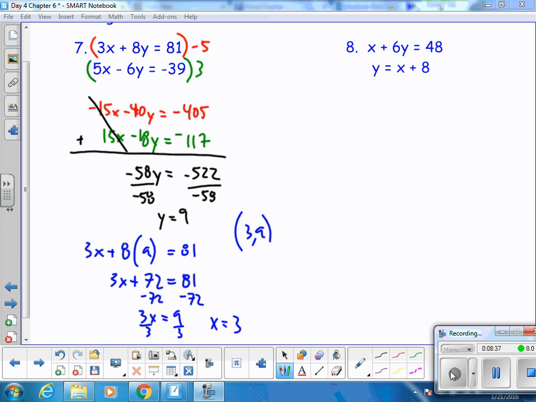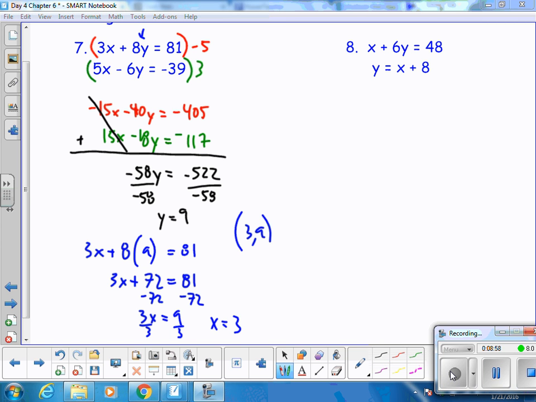All right, I chose to multiply my first equation by negative 5 and my bottom equation by 3, trying to get my x's to be eliminated. That's one method I did. You could also do the y's on this one. Doesn't matter, as long as you're being consistent and following your algebraic rules. Let's go ahead and try that on number 8.